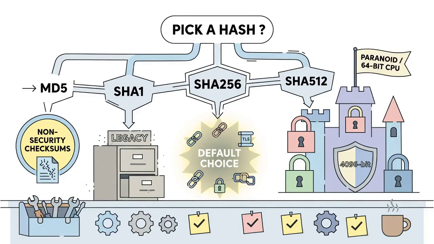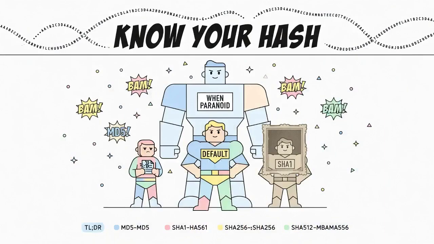SHA512 is the choice when you're paranoid about long-term collision resistance, or when you're running on 64-bit CPUs that can crunch 64-bit words natively. The bottom line, every algorithm in this family hands you a fixed-length fingerprint, but only the longer, modern ones still hold up against attackers. MD5 for checksums, SHA1 for archaeology, SHA256 for real work, and SHA512 when the threat model demands it.